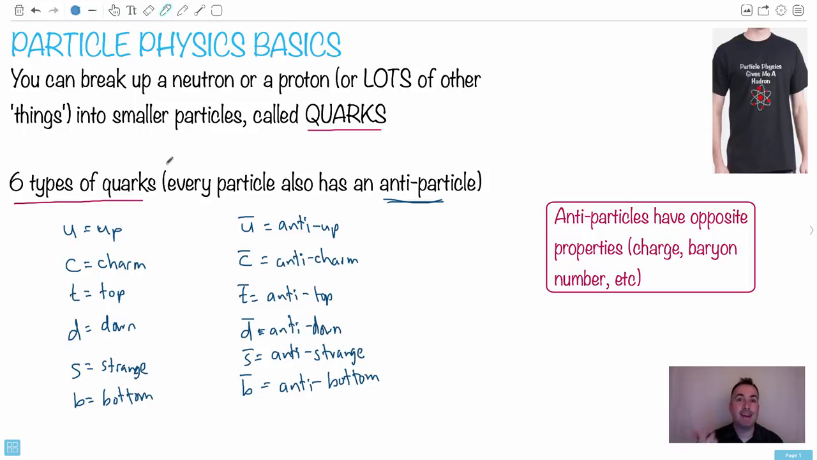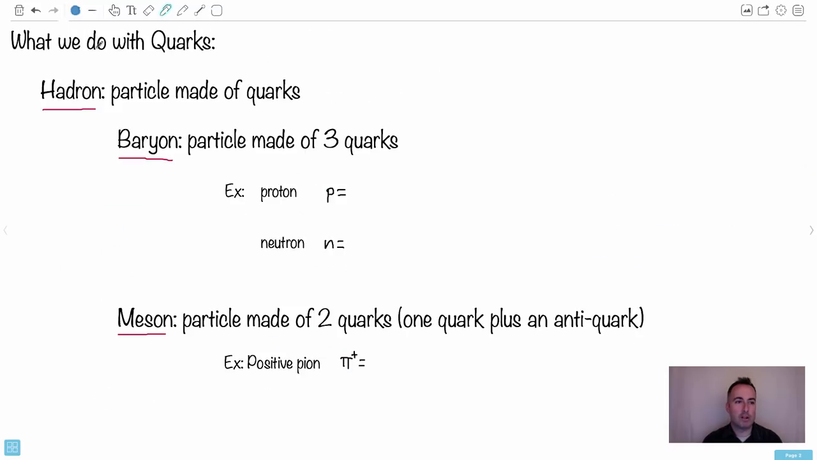So I'm going to be repetitive to annoy you, but because I'm going to annoy you, you're going to learn the structure really well, how they're related. So this is going to sound slightly annoying. If I'm annoying you, good, it means you know it. So what do we do with quarks?